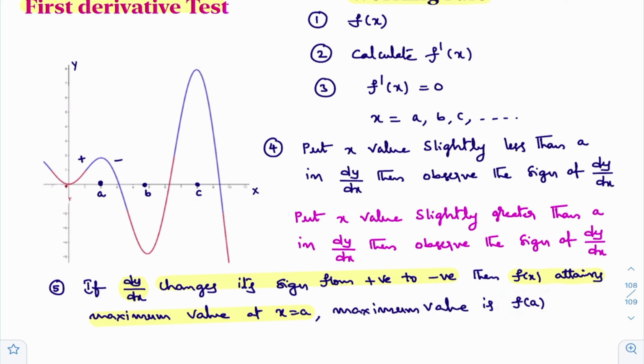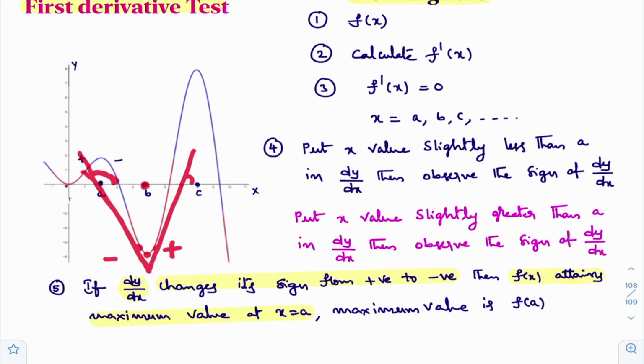In the same way, you observe at B in this graph, the function attains minimum value. So you see here, if I take x value which is slightly less than B, and if I draw the tangent at that point, the tangent makes an obtuse angle. If the tangent makes an obtuse angle, the slope of the tangent, f dash of x, is negative. Okay, and you take x value which is slightly greater than B and draw the tangent at that point, you can observe that this makes an acute angle. That means the slope of the tangent is positive. So if dy by dx changes its sign from negative to positive, then the function attains minimum value. This is the example I explained at B.